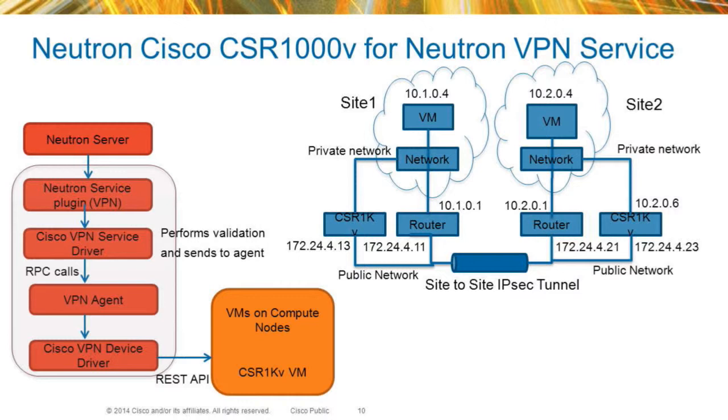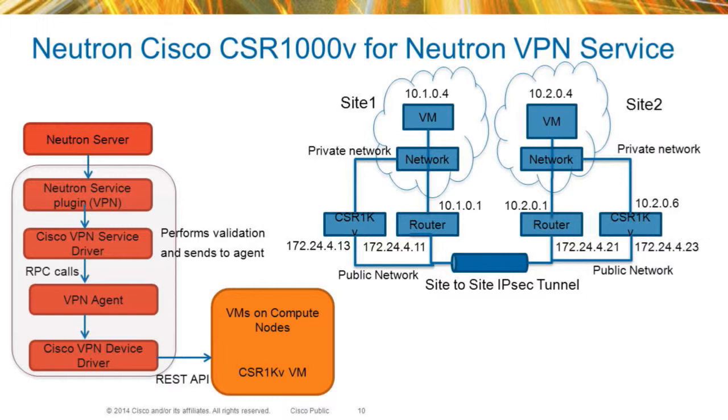So if I wanted site 1 to be able to talk to site 2, I would have to set up a router that is using the reference implementation within Neutron along with the CSR 1KV instance. Both of these things would have one leg within the private network that needs to be connected and one leg in the public address that will provide me the IPsec tunnel into site 2. Similarly, in site 2, I would have a router and a CSR 1KV instance in both the two networks.